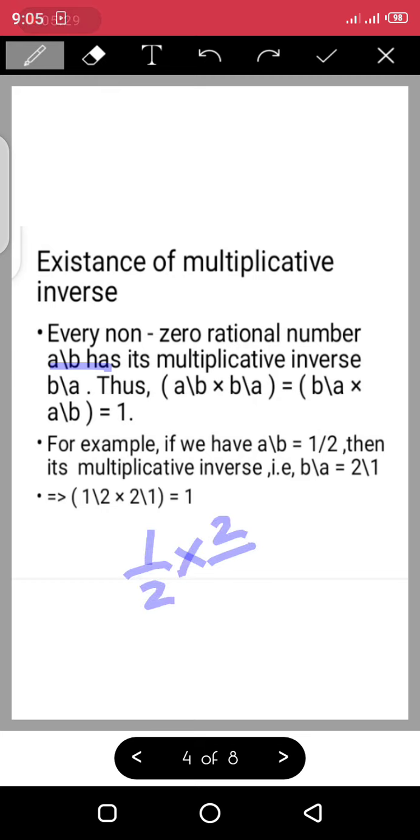Now next we have equivalent rational numbers. If p/q is a rational number and n is a non-zero integer, then p/q is equal to p/q × n/n.